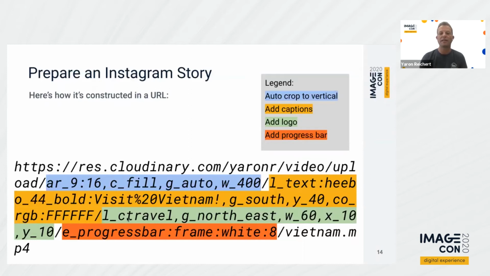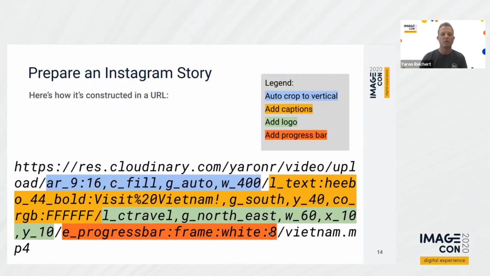The green part indicates the actual logo. So my logo image called Sea Travel, I'm using an overlay. I want it to be in the northeast parts of the video, with some fine tuning on the positioning. And the last part is the actual progress bar effect, which we add a frame in a white color, 8 pixel width.